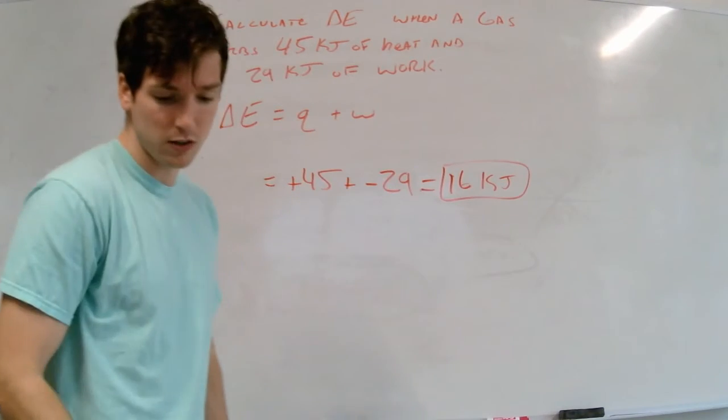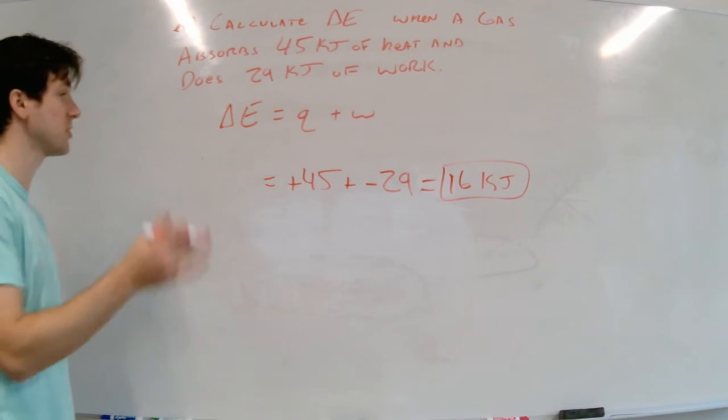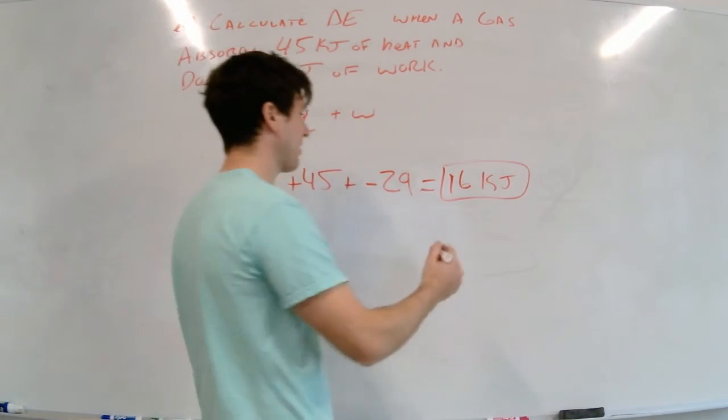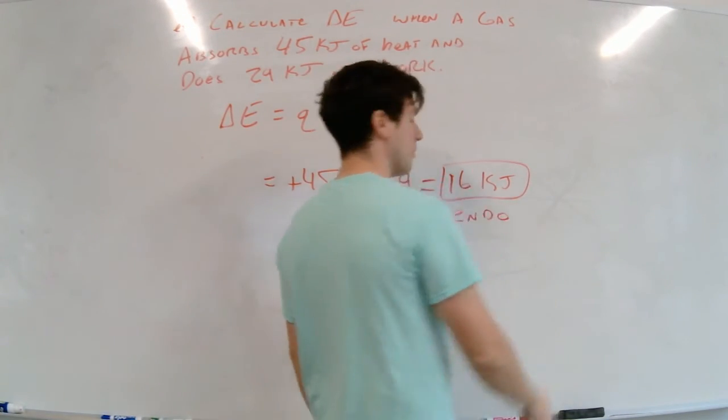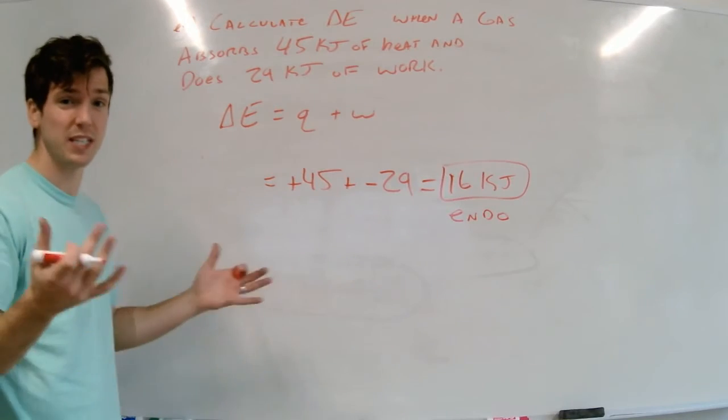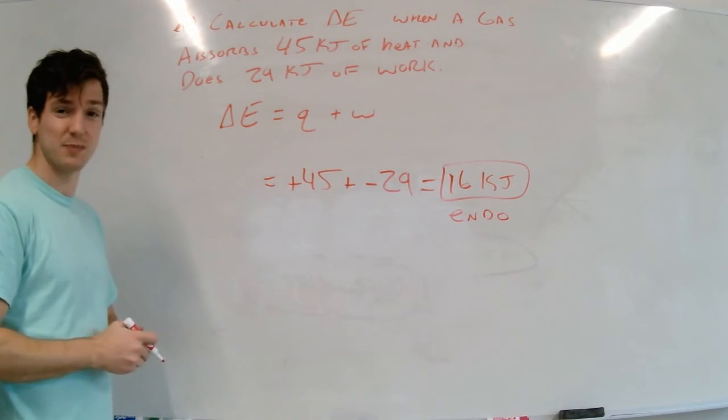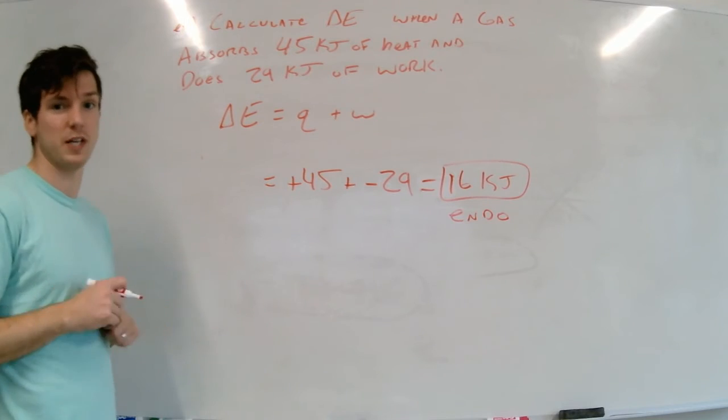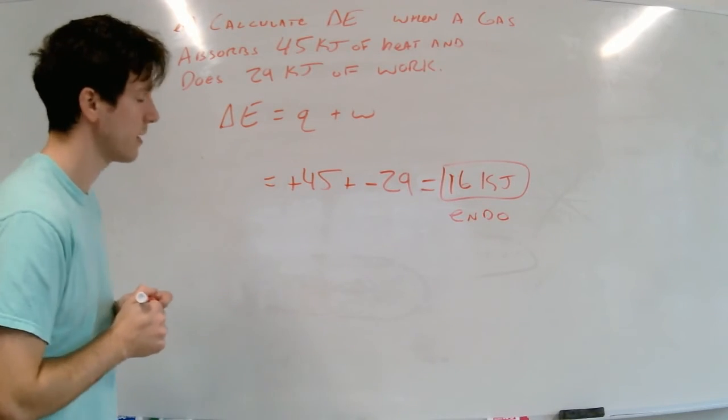So overall, the change was 16 kilojoules, and that's positive. So this whole process ended up being endothermic. It absorbed more heat than it's released, so the surroundings probably got colder because heat was going into that gas. Okay, let's do another example.